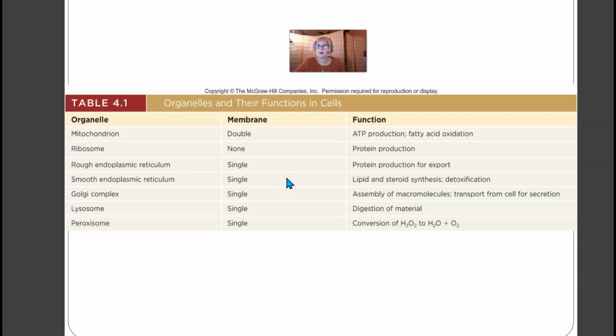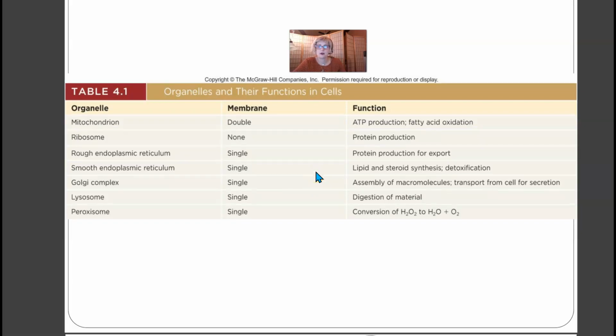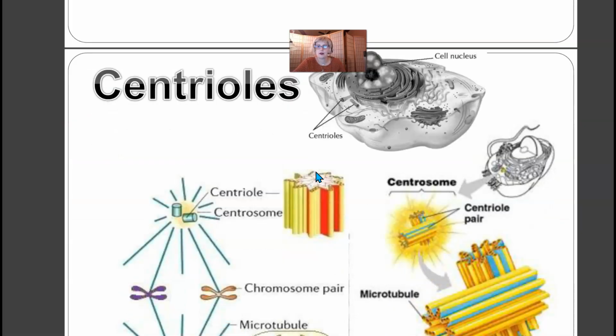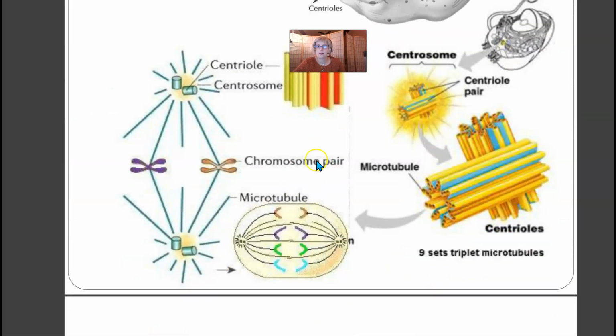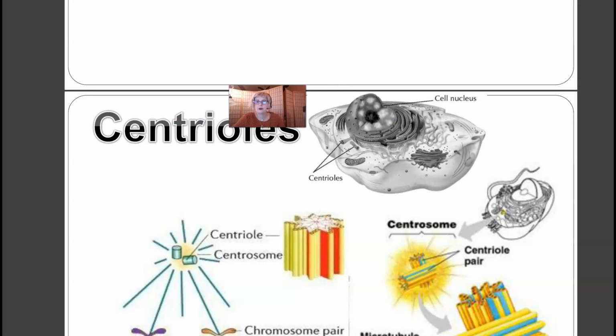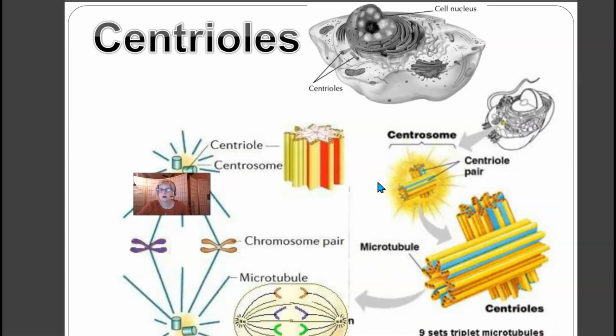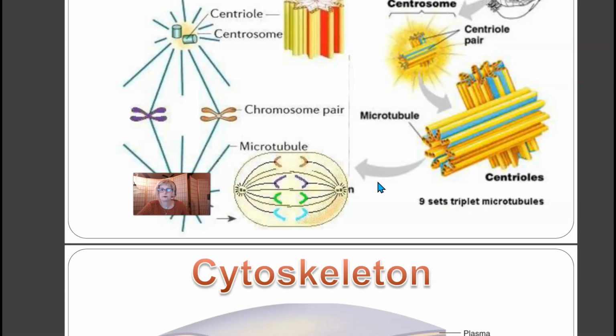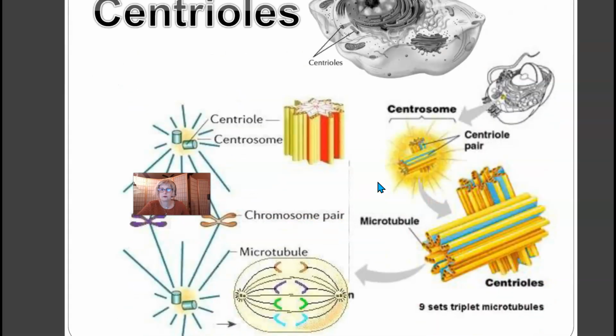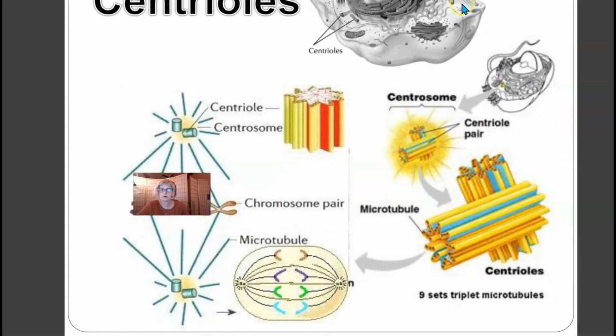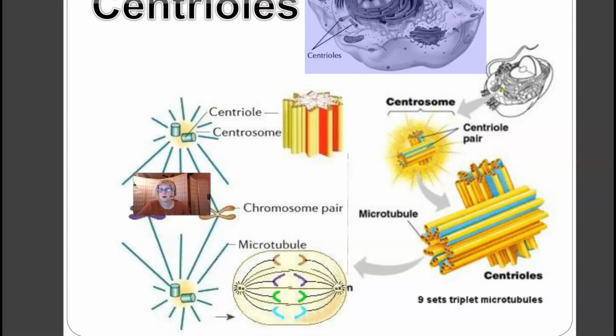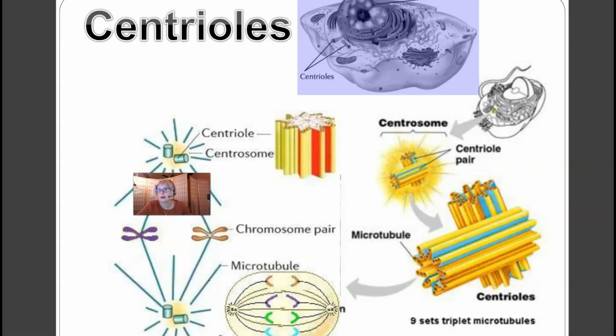Now moving to the centrioles. Let's move to the centrioles. I'm going to try to move this whole image. Hold on 1 second. There we go. And I'm going to move myself here. All right, so here's the centrioles.